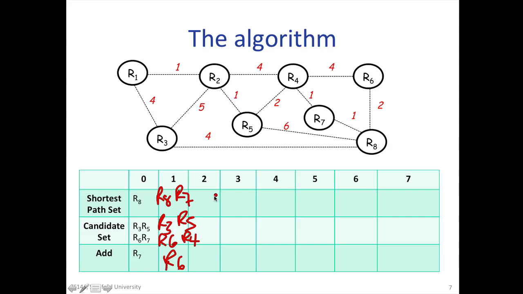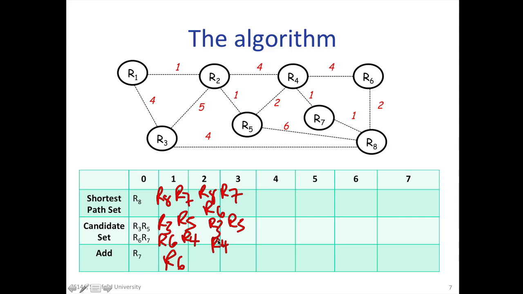So now my shortest path set is going to be R8, R7. I'm running out of space here, but that doesn't matter. Add R6. And my candidate set is going to be R3, R5. I've used R6, so it'll have R4 in it. And because I've added R6, I'm adding no more routers in now to my candidate set, so that's going to stay the same.